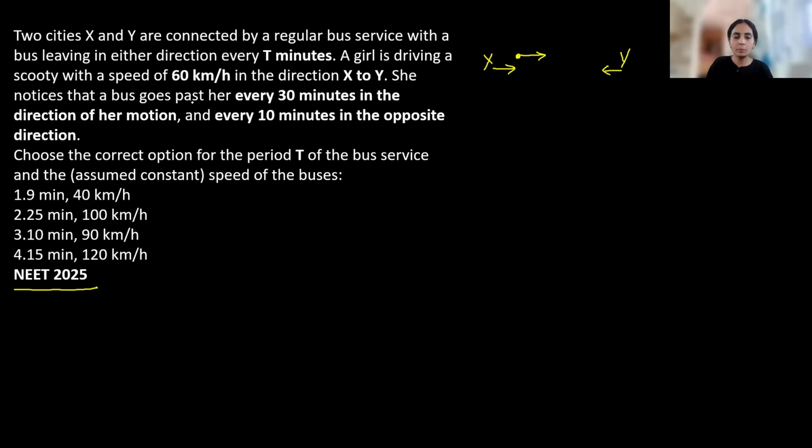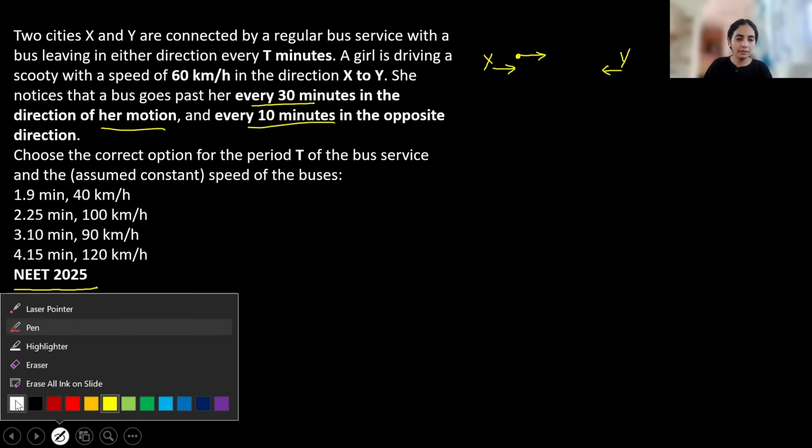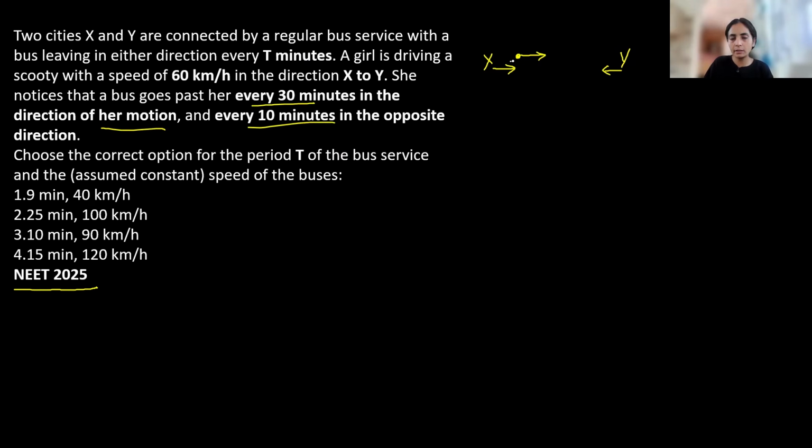She notices that a bus goes past her every 30 minutes in the direction of her motion and every 10 minutes in the opposite direction. So in this direction the bus passes at every 30 minutes, and in this direction the bus passes this scooter every 10 minutes. Why is this happening sooner? Because if you look carefully, this is the Y station, and this scooter is coming in this direction. And the bus coming, let's say the bus moving in this direction has velocity v, and this has a velocity of 60 kilometer per hour.